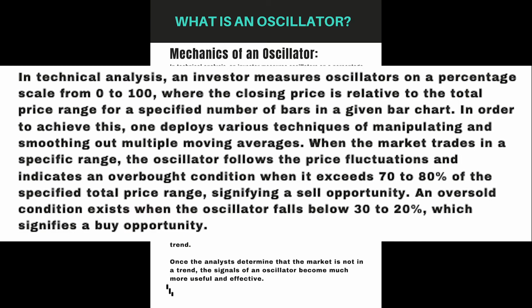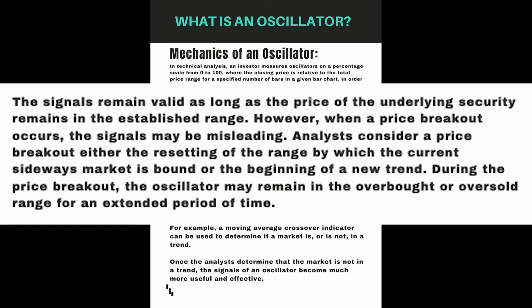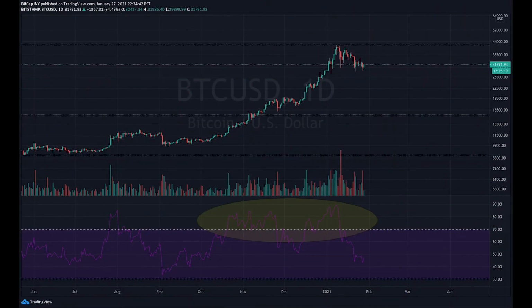The signals remain valid as long as the price of the underlying security or asset remains in the established range. However, when a price breakout occurs, the signals may be misleading. Analysts consider a price breakout either the resetting of the range by which the current sideways market is bound or the beginning of a brand new trend. During the price breakout, the oscillator may remain in the overbought or oversold range for an extended period of time. We've seen this with Bitcoin, especially over the past few months. As we've been in a parabolic rally to the upside, we've seen the RSI pinned above 90 almost the entire time.